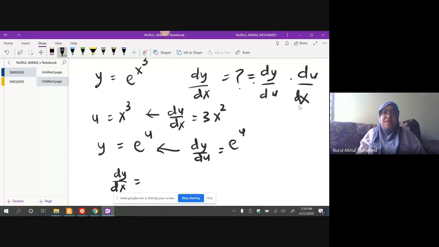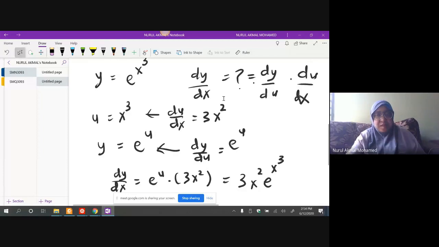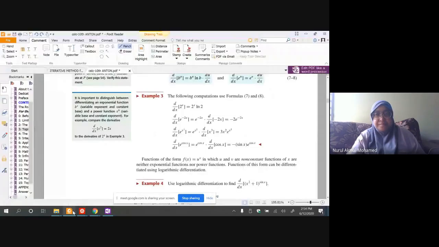Your dy/dx is equal to dy/du, which is e to the power of u, multiplied with du/dx, which is 3x squared. And then you replace the u in terms of x. So you have 3x squared e to the power of x to the power of 3. So that is your answer. Okay, next one.